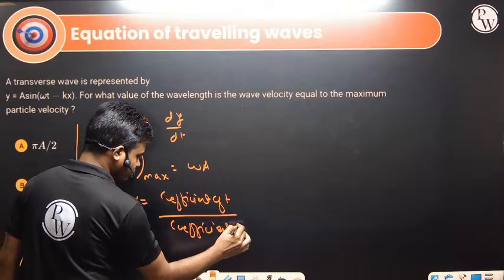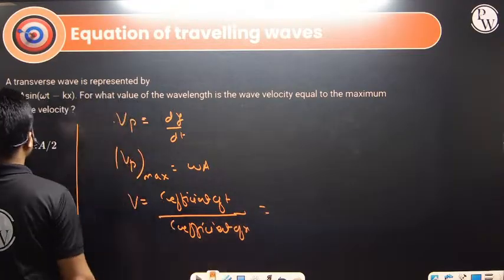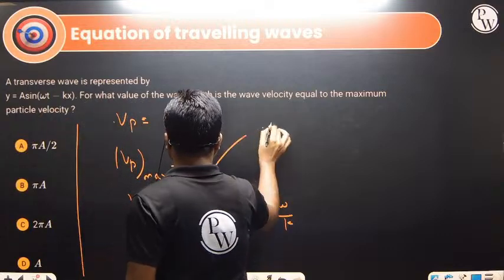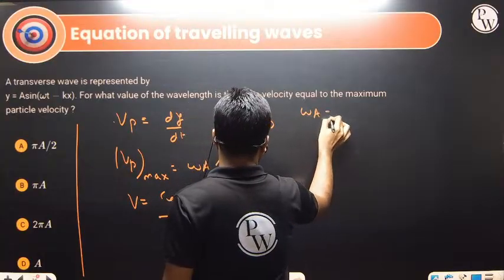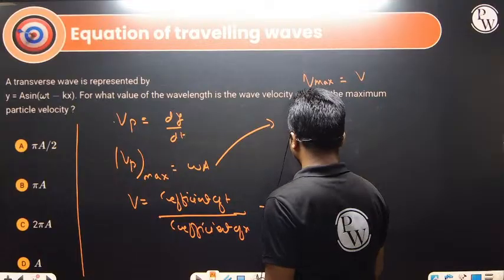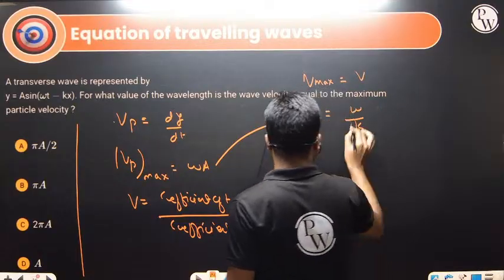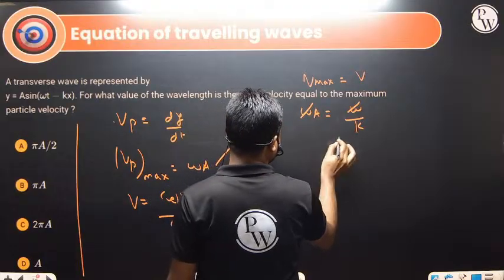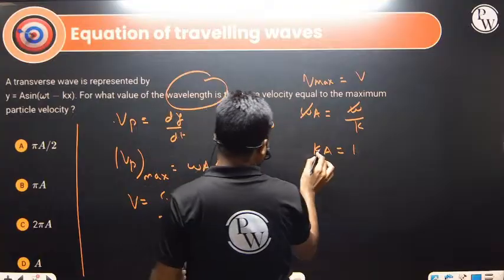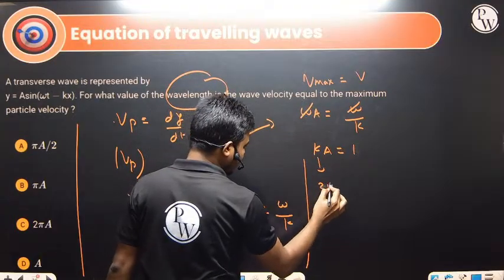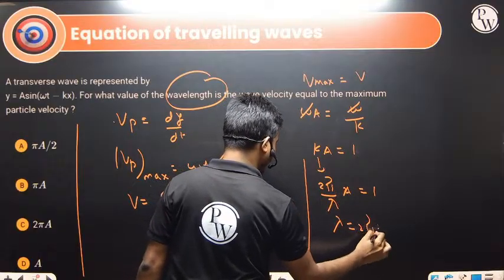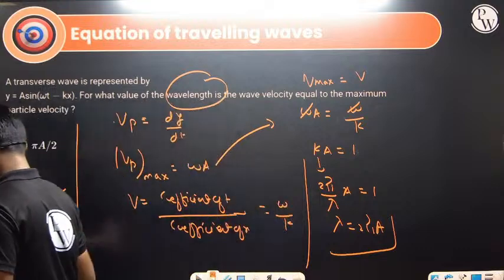So coefficient of t, what is coefficient of t? Coefficient of t here is omega and this one is k. So from here, omega a, that is the maximum particle velocity, should be equal to the wave velocity. And what is wave velocity? Omega by k. So from here omega cancels. So I will write k into a is equal to 1. What is it asking for? What value of the wavelength? What is k? Propagation constant. 2 pi by lambda into a is equal to 1. So what is lambda? 2 pi into a. Okay, so lambda will be 2 pi into a.